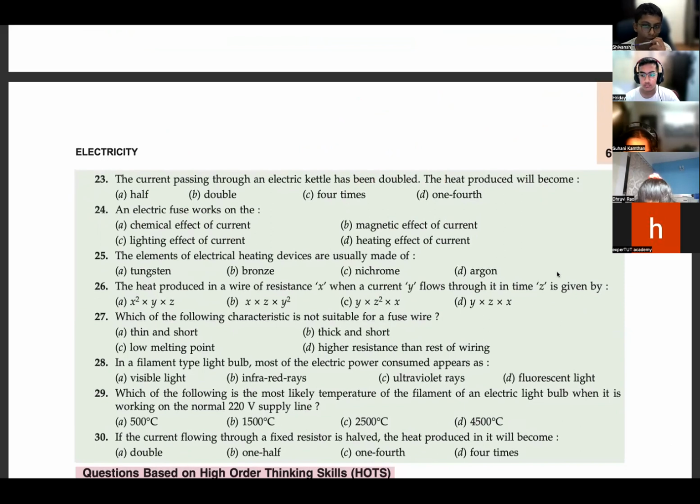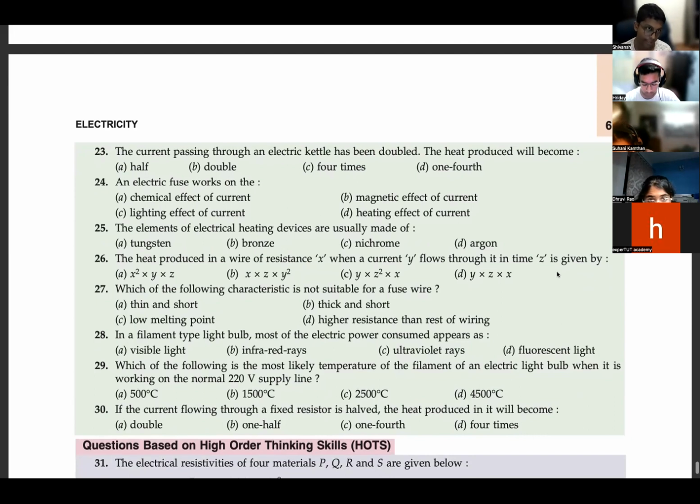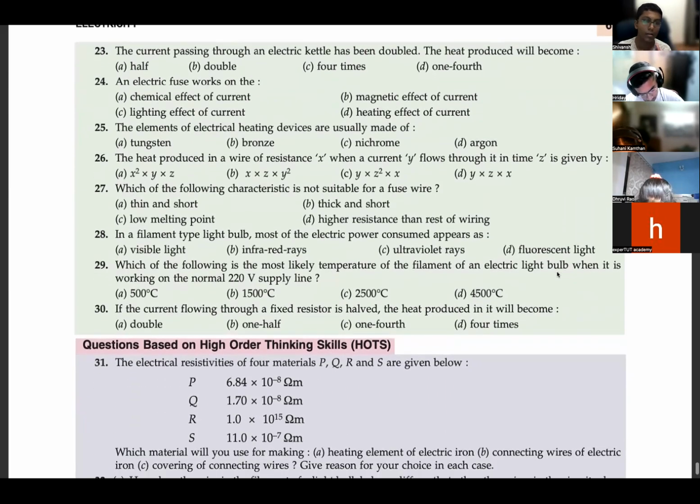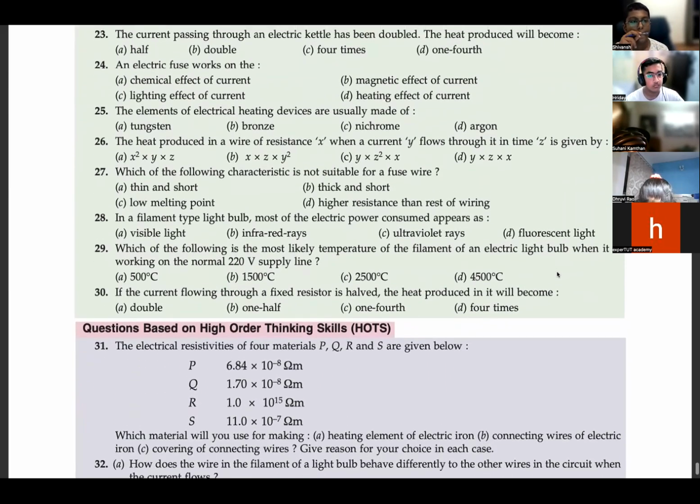So thick and short. Option B. Because if it's thick, the area is going to be more, resistance will be less. Heat produced will also be less. So it will take more time for the wire to melt. Correct. Okay. Now there is one thing.